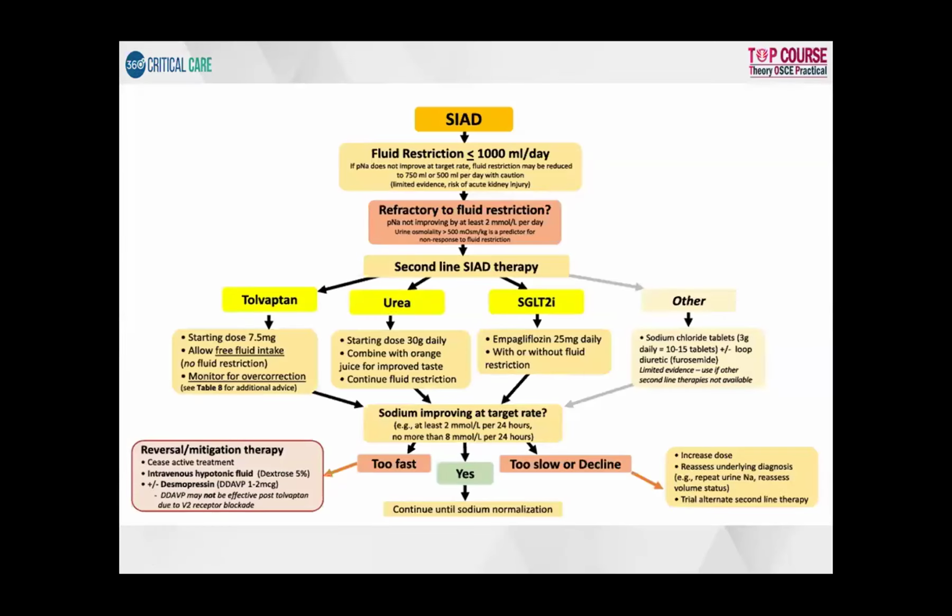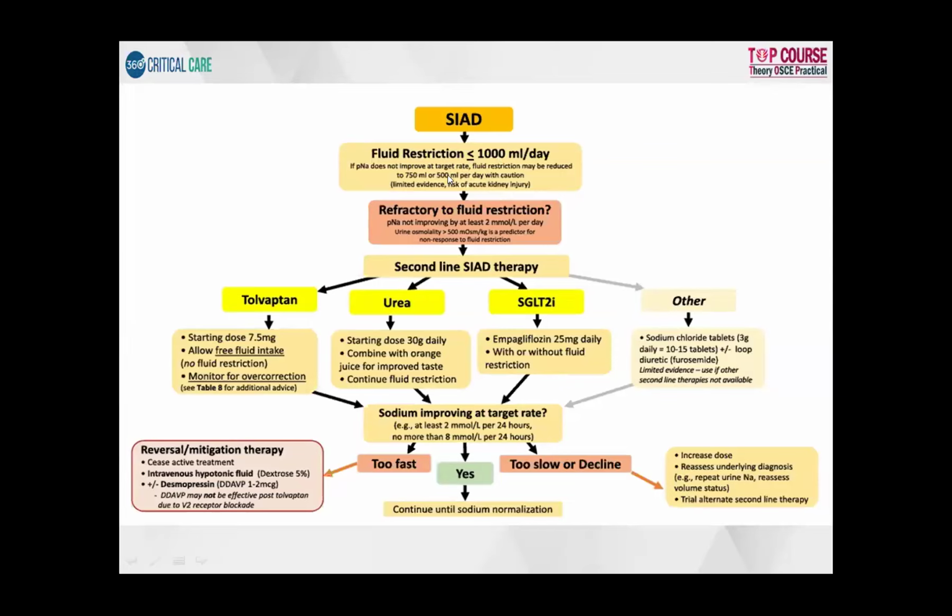Now, this is a simple way of telling your treatment. Okay. So, you have diagnosed the patient as SIADH. The first thing you do is the fluid restriction. Okay. As I told, the initial fluid restriction should be between 800 to 1000. If it is not, you can still go up to 500 to 750 ml of restriction.